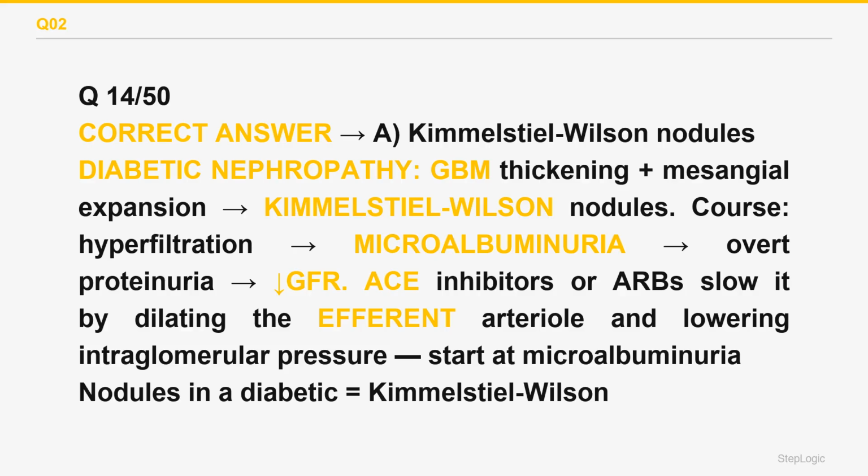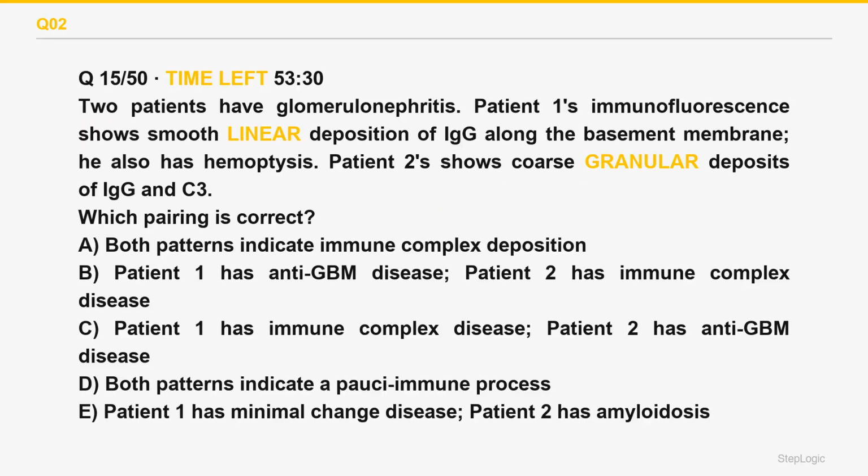An ACE inhibitor or angiotensin receptor blocker dilates that arteriole, lowers intraglomerular pressure, and slows progression, which is why screening for microalbuminuria matters, since intervention at that stage alters the trajectory. Choice E describes minimal change disease, which shows a normal glomerulus on light microscopy. If you see nodular mesangial masses in a long-standing diabetic, think Kimmelstiel-Wilson.